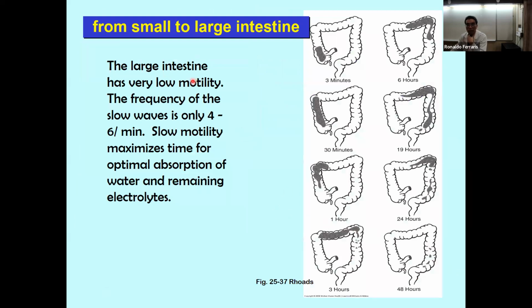And then this is now the large intestine, which has very low motility. And the frequency there, as you know, is very slow. That's the frequency of slow waves. And this maximizes the time for optimal absorption of water and electrolytes, because we don't have a nutrient transporter in the large intestine. And so these are your large intestine: ascending, transverse, descending, sigmoidal.